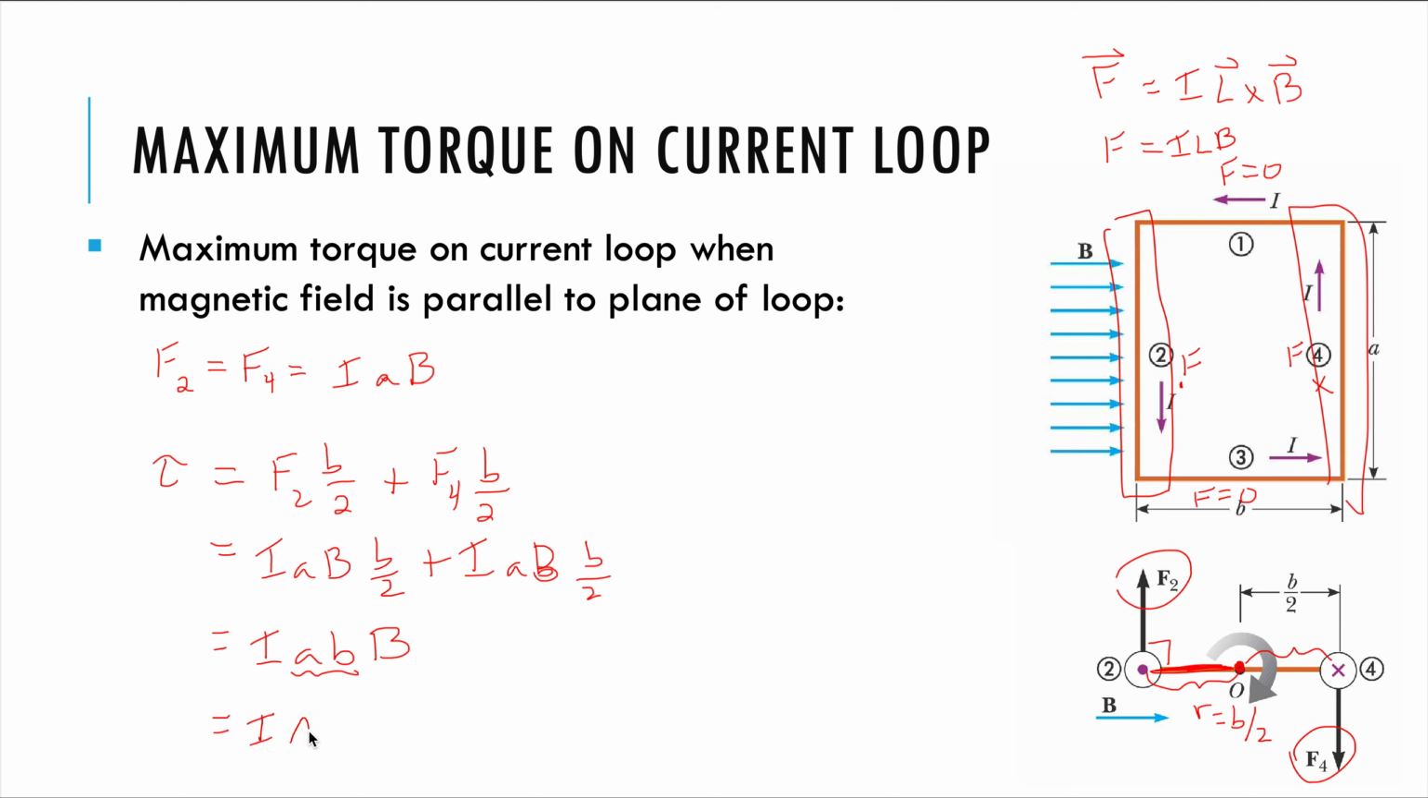So this is a special case. It was just a lot easier to visualize and calculate torque from this angle. But we can see that the torque on this loop, when the magnetic field is parallel to the plane of the loop, is I A B. And this is going to be the maximum torque on the loop. We're going to see in the next slide, when we have an angle, we can still definitely calculate the torque, but it's going to be less. So this is an expression to find the magnitude of the maximum torque on a loop, which happens when the plane is parallel to the magnetic field.